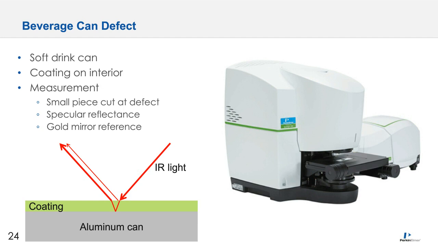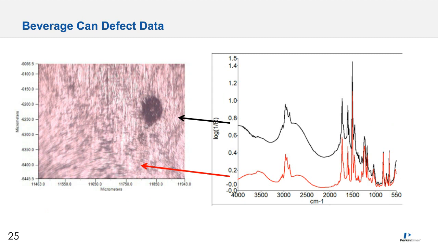So the measurement process includes measurement of the background using a gold mirror as a reference, and the sample spectrum is then performed at multiple regions on the inside of the beverage can. Here we see 2 of the spectra which were acquired with the beverage can sample. The red spectrum was acquired in a region where the coating was free from the defect, while the black spectrum was measured at the position of the defect.